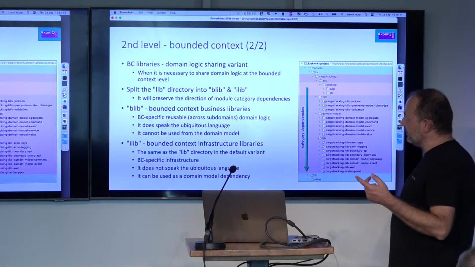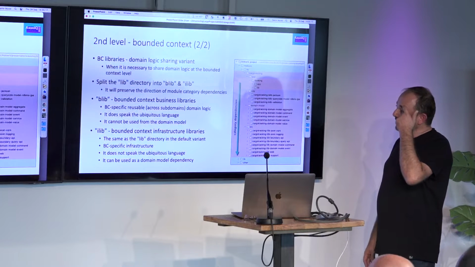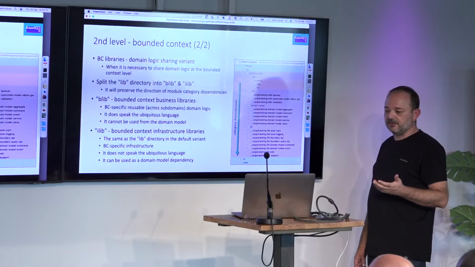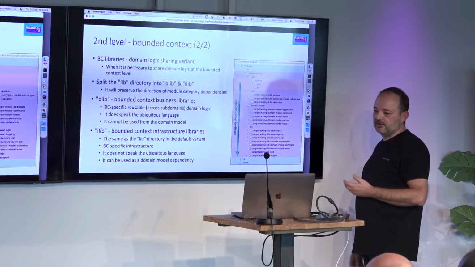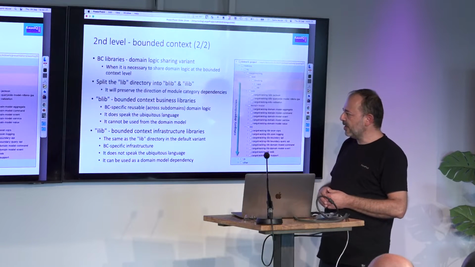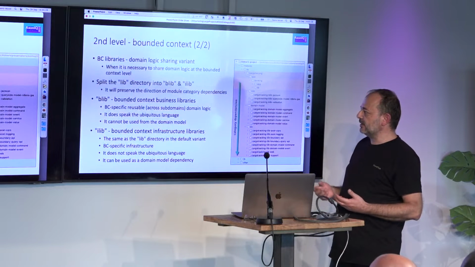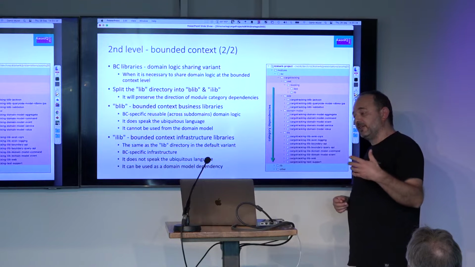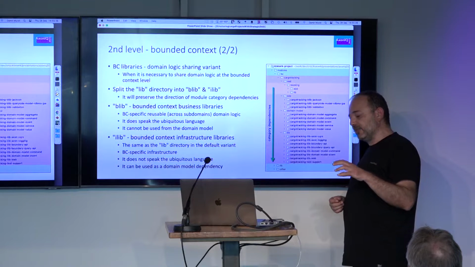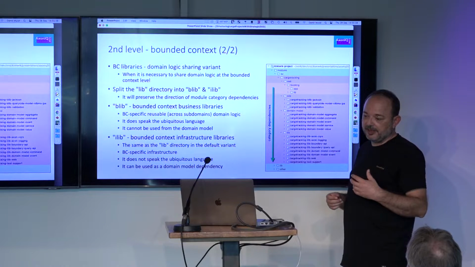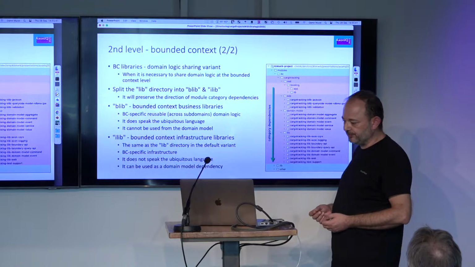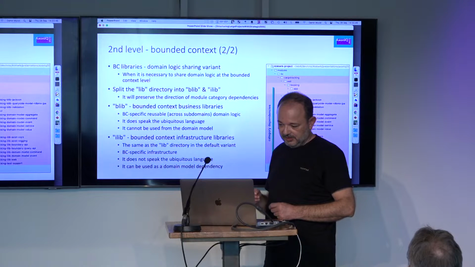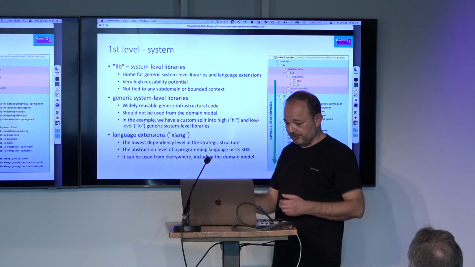Let's take a look at the second variant of organizing bounded context libraries, and this is when it is necessary to reuse business logic at the level of the bounded context. In that case, you may split the lib directory into two, into blib and ilib. And blib will contain modules that do understand your business logic, while ilib will contain purely infrastructural modules. Why those names exactly, you will see in the demo, actually.